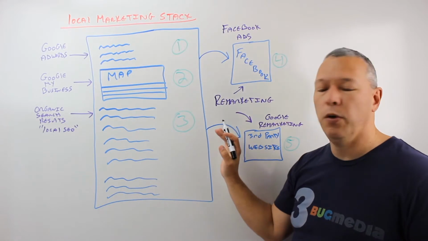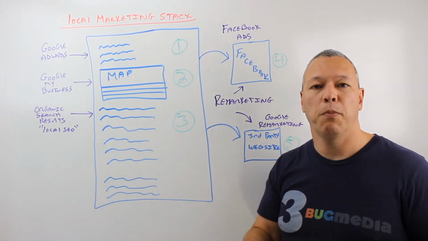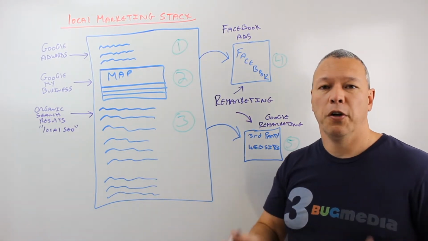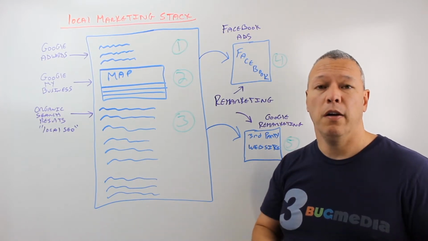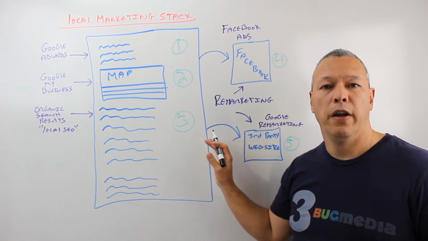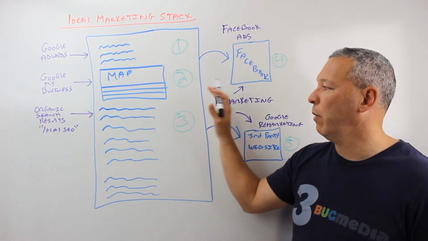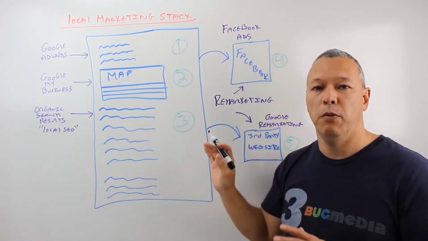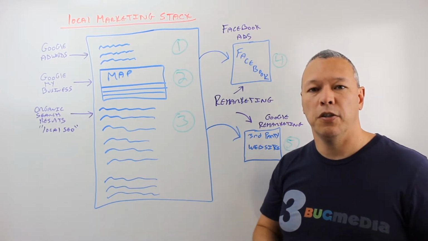And the same with Google remarketing. It works on third-party websites. So if you're in New York City, you go to the New York Times, Huffington Post, anything like that, you're going to start seeing ads on there for your business. So this is a great way to follow them after they leave your website and get some additional conversions.